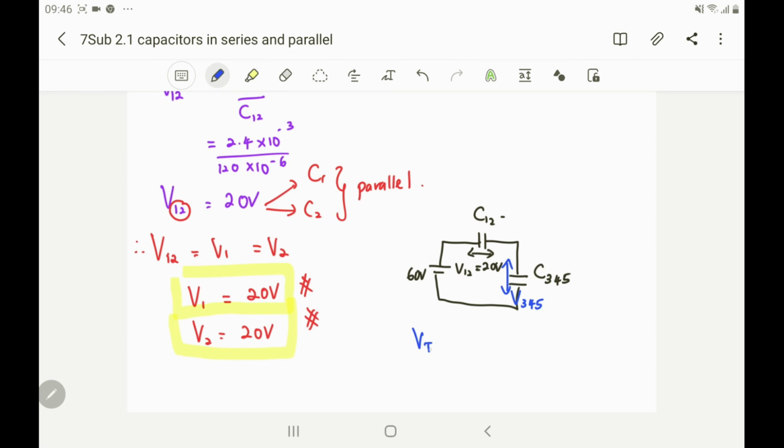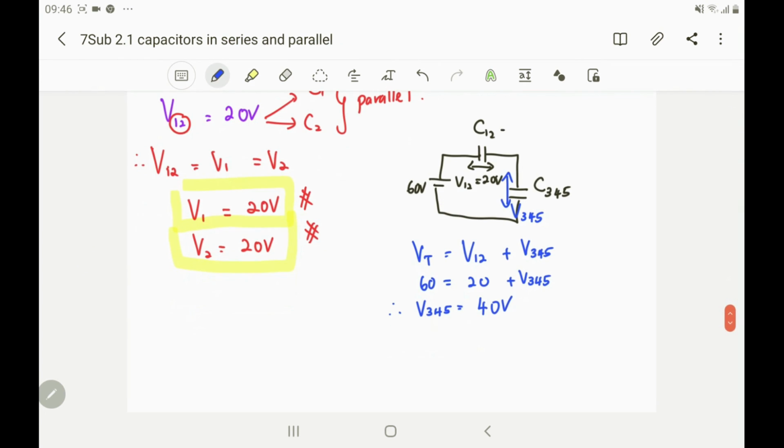So V total, because they are in series here, so V total is equal to V12 plus V345. So 60 minus 20, sorry. So here 60 equal to 20, and this is V345. Therefore, V345 you akan dapat for 40 volt.